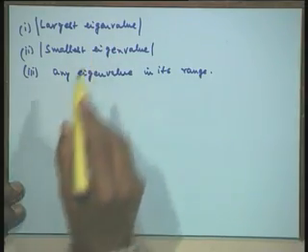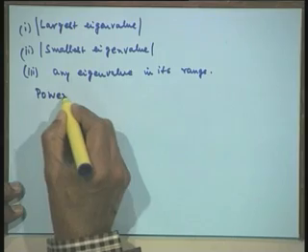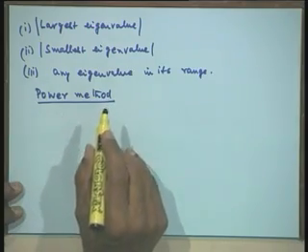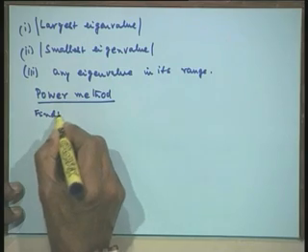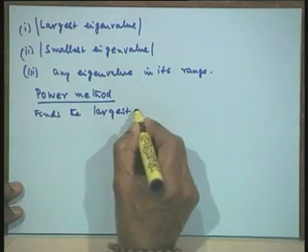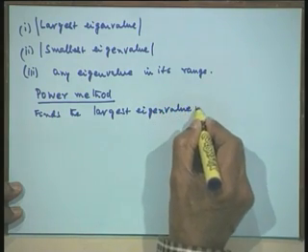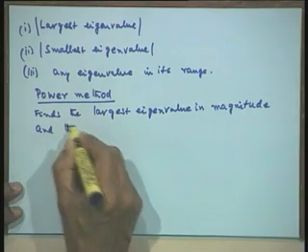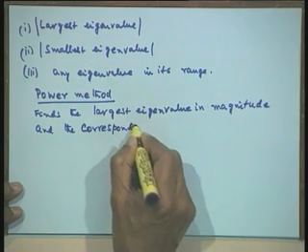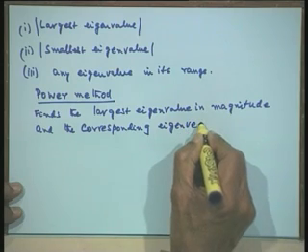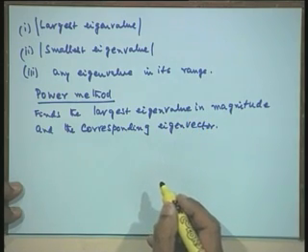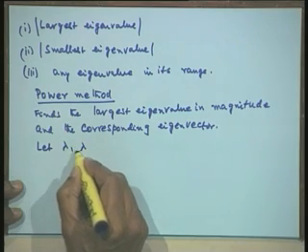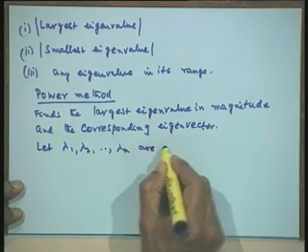And the method that is used for finding the largest eigenvalue is known as the power method. This determines the largest eigenvalue in magnitude and the corresponding eigenvector. So, this method finds the largest eigenvalue in magnitude, and the corresponding eigenvector. Now, let us assume that we have distinct eigenvalues. So, let us assume that lambda 1, lambda 2, up to lambda n are distinct eigenvalues.